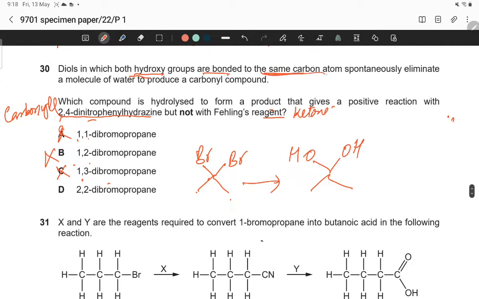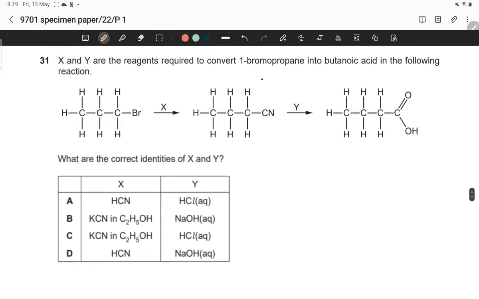So same carbon atom, 2 OHs on the same carbon atom spontaneously eliminate a molecule of water to produce carbonyl compounds. So D is the correct answer.